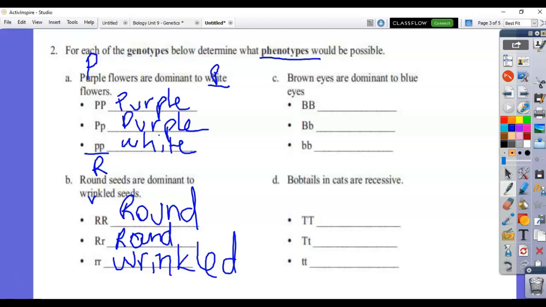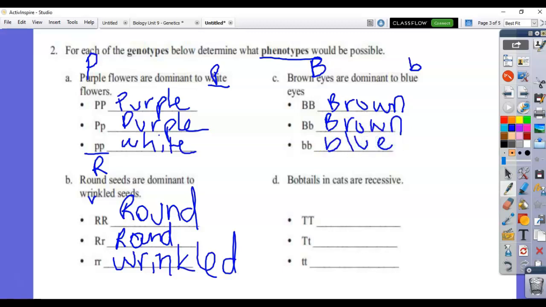All right, next one, brown eyes are dominant to blue. So big B is going to be for brown. Little b is going to be for blue. Big B is going to be what? Brown. Big B, little b is going to be brown because the big B is going to win. And then little b is going to be blue.